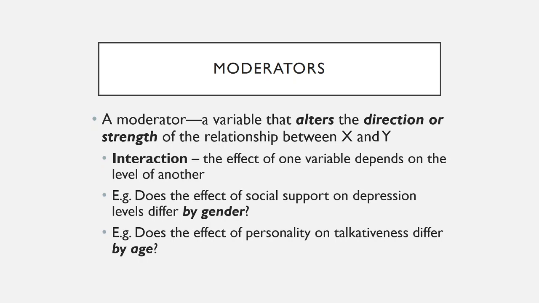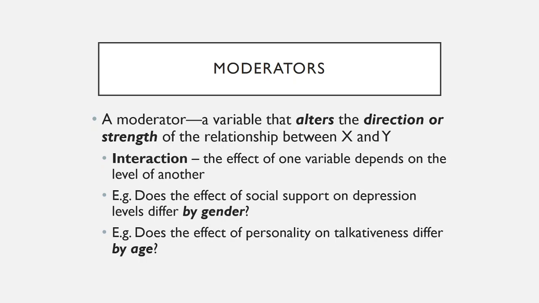So some example questions. What if the effect of social support on depression differs by gender? Basically, this would mean that you need to identify levels of that moderating variable, gender, and think about how it affects that underlying correlation between social support and depression. This could be a basic question of gender differences. Is there a stronger correlation between those two variables in men or in women?